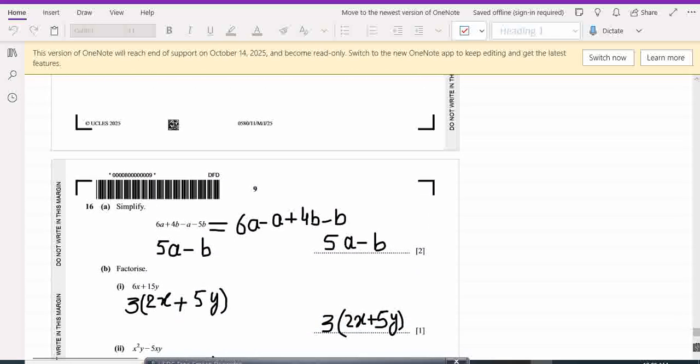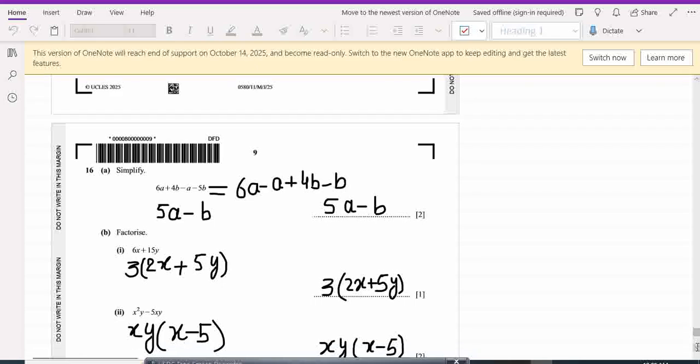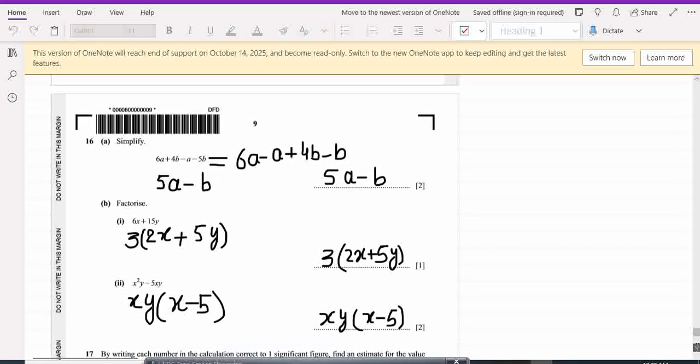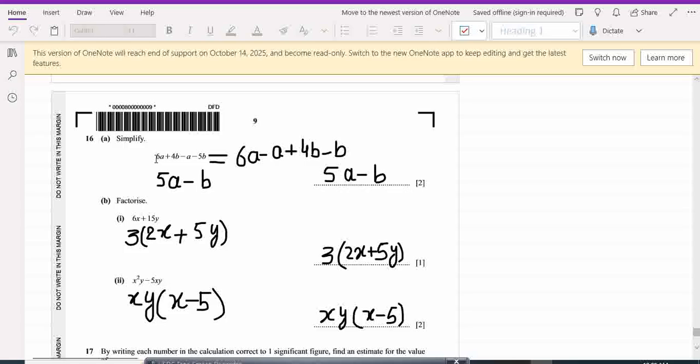Next is simplify 6a plus 4b minus a minus 5b. So rearrange it, put the a terms together. There is 6a minus a and 4b minus 5b. 6a minus a is 5a, and 4b minus 5b is minus b, so the answer is 5a minus b. This should be 5 here. Okay.